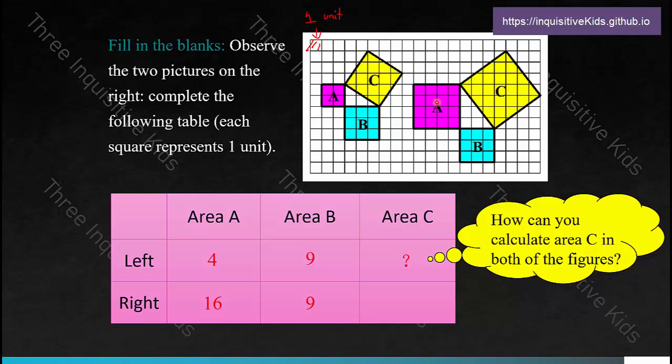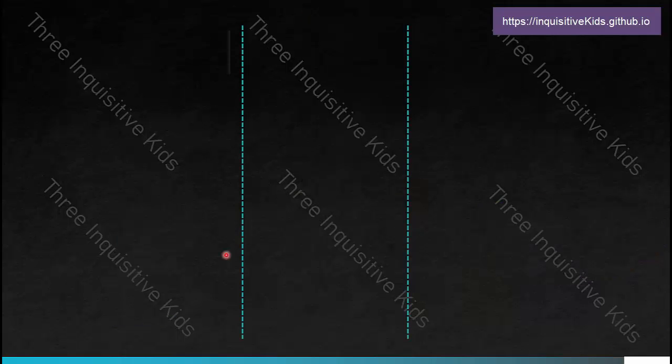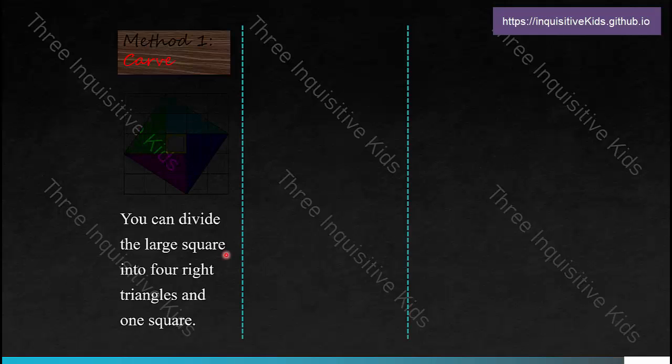How can you calculate area C in both of these figures? Is there a method we could use? What's going on here? And is there something interesting about all 4 of these numbers? So first, the first method to find out area C is the carving method.